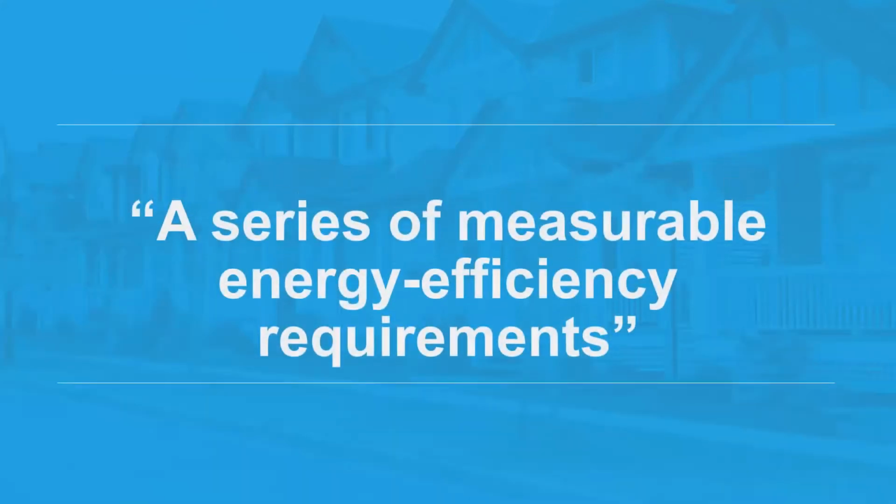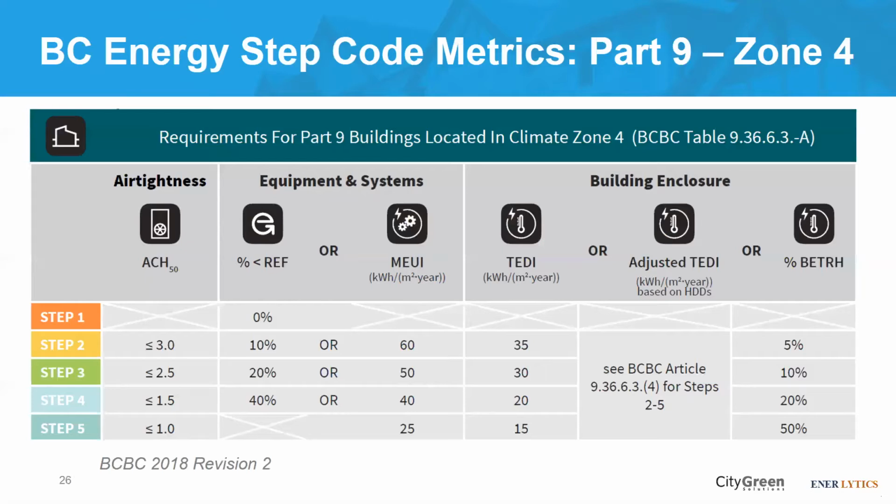The BC Energy Step Code is also a series of measurable energy efficiency requirements. We'll be talking about each of these requirements in great detail today: airtightness, equipment and systems, the building enclosure metrics. And we'll be talking about the specific metric requirements as noted below.